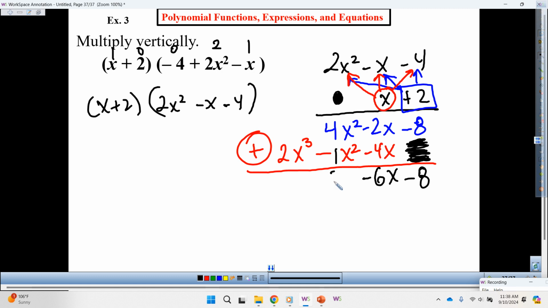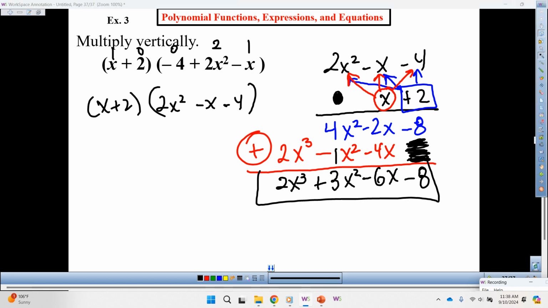Very good. 3x squared. And it's a positive. And bring down the 2x cubed. Ooh, we got this. Send me your notes, please.